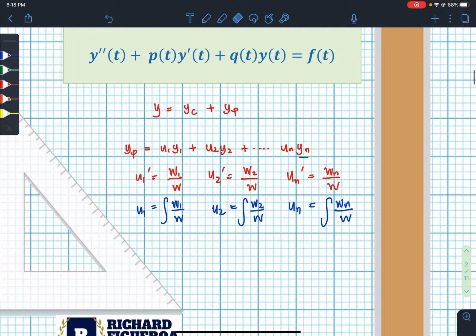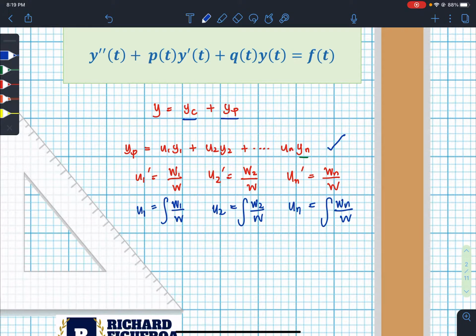In finding the general solution of a higher order differential equation using variation of parameters, the general solution y is still equal to the complementary solution y sub c plus the particular solution y sub p. The y sub c can be taken using the same method for homogeneous with constant coefficients, while the y sub p, or the particular solution, can be taken using this given formula.